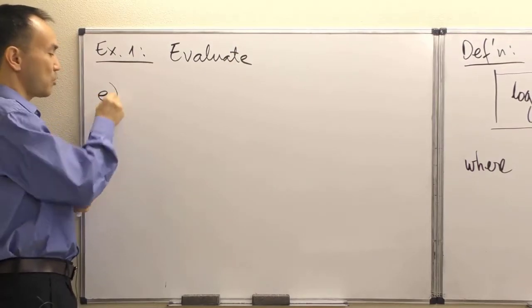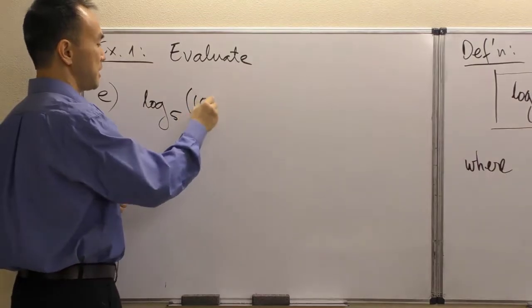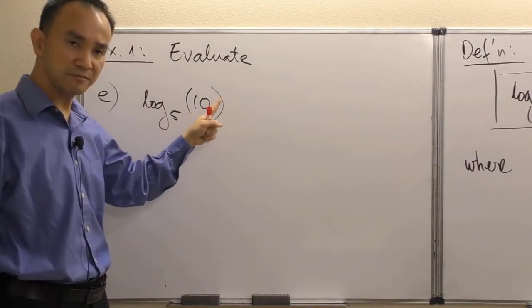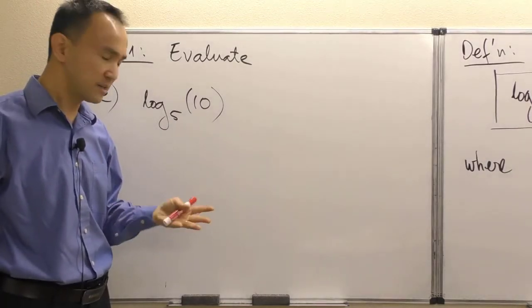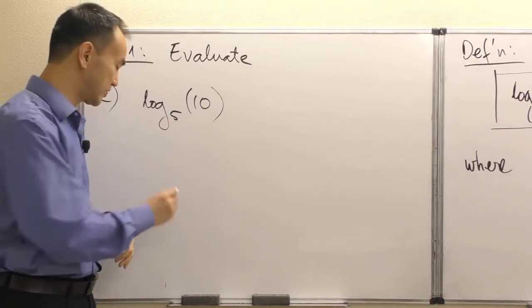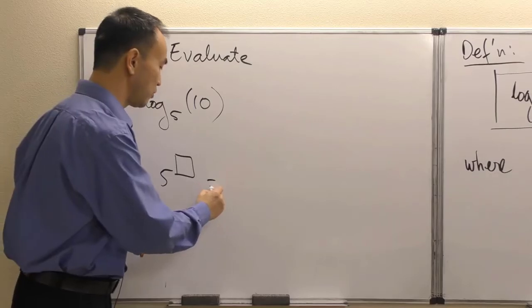Let's say question E right here. We want to find log base 5 of 10. Reading it out: log base 5 of 10. In the way I have explained it, it's a question. What question is this? What power of base 5 equals 10?